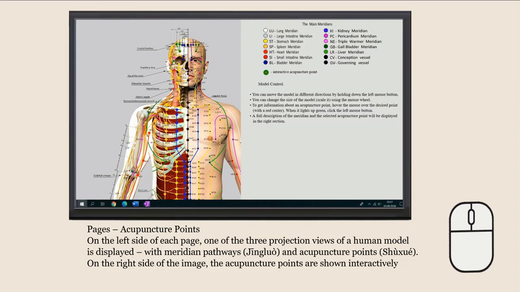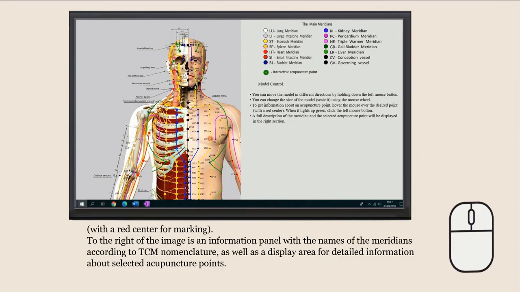is displayed, with meridian pathways, jingluo, and acupuncture points, shuxue. On the right side of the image, the acupuncture points are shown interactively, with a red center for marking. To the right of the image is an information panel with the names of the meridians according to TCM nomenclature, as well as a display area for detailed information about selected acupuncture points.